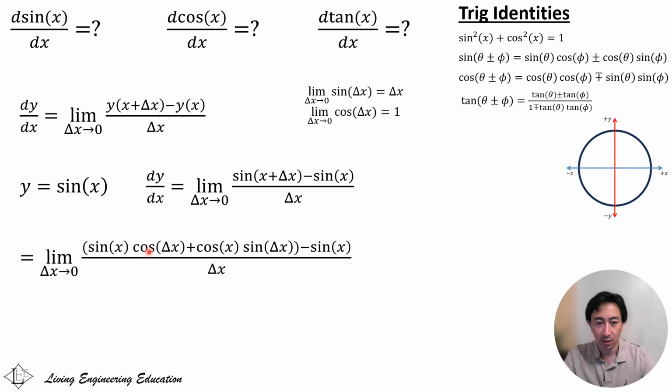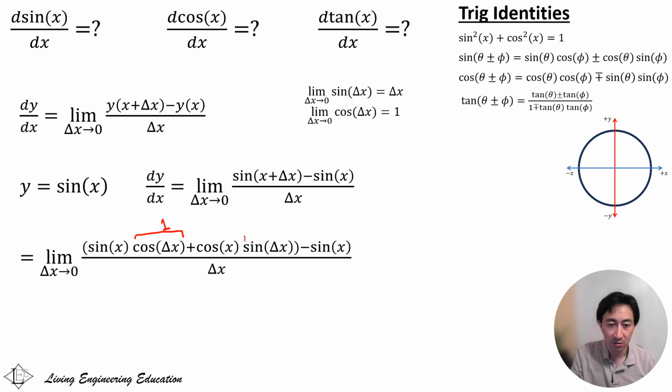And that's what's showing up here, right? So I have a sine x times cosine delta x, plus cosine x times sine delta x. That's this section in here, right? So this is my y at x plus delta x term, minus sine x. All right, now I can do the substitutions that we talked about earlier, right? So here, my cosine delta x, I can replace this with 1.